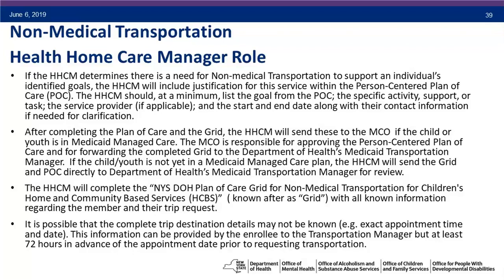So it is the care manager's responsibility to fill out the New York State Department of Health Plan of Care grid for non-medical transportation for children's HCBS services, which we'll refer to as the grid after this, with all the information that they're aware of about both the member and their trip request. It is possible, because this can be done quite a bit of time prior to the actual date of the trip request, that not all the details may be known at the time. So it is important to remember that you need to allow at least 72 hours in advance of the appointment date to request transportation, and that's a minimum.